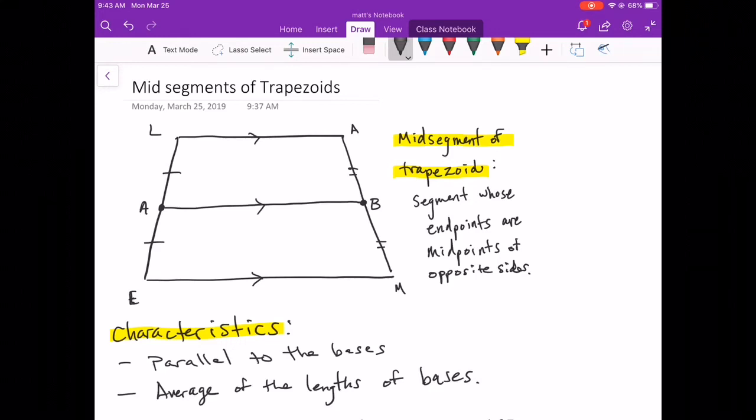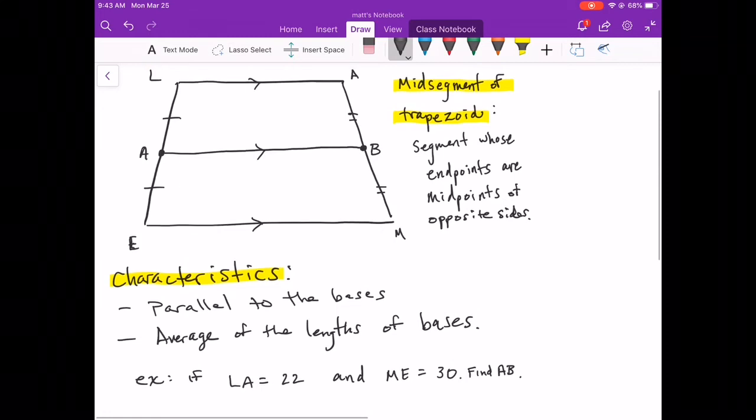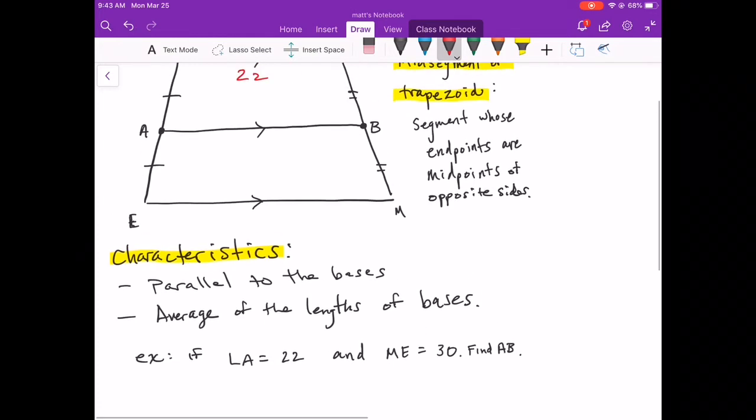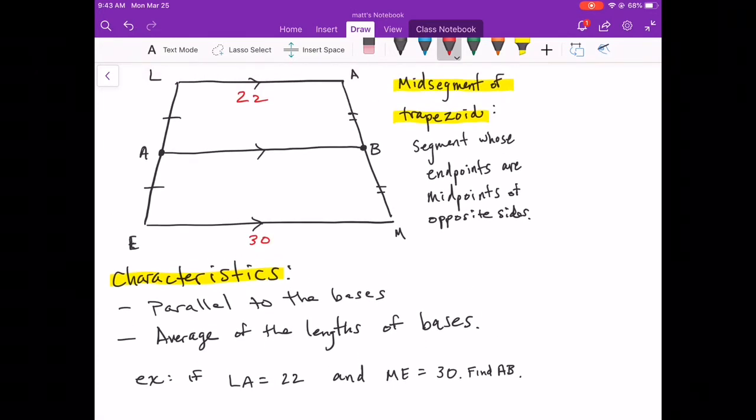of AB. So I've got an example for you here. If LA was 22 and ME's length was 30, then I want to find out what AB is. So I'm going to find the average of 22 and 30. So again, I'm going to add the two together, 22 plus 30, and then I'm going to divide that by 2 because that's how we find the average of two numbers.